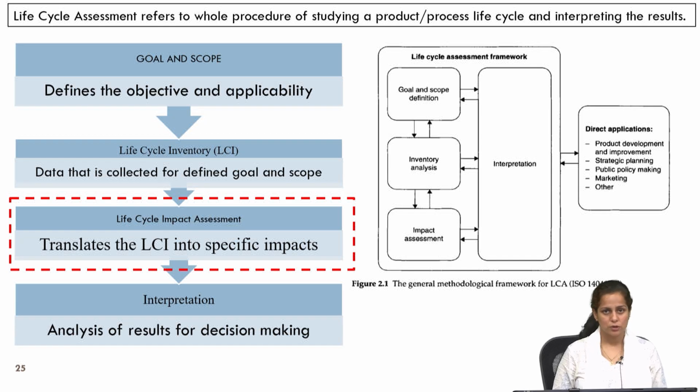So now what we want to do is convert this into actual or specific impacts on the environment. This is where we are actually connecting our technical system's impact on the environment in terms of a decision making matrix.